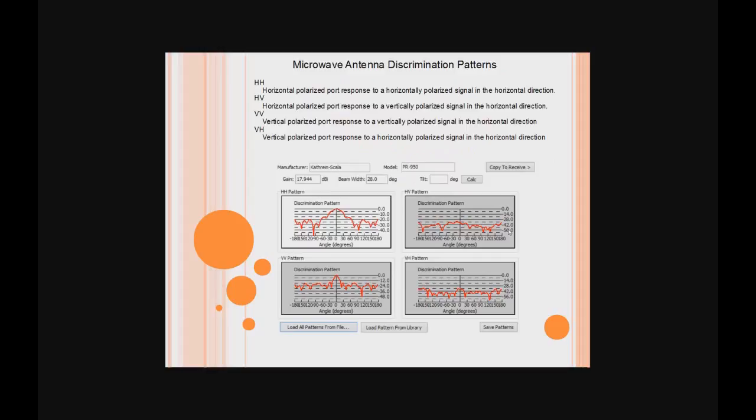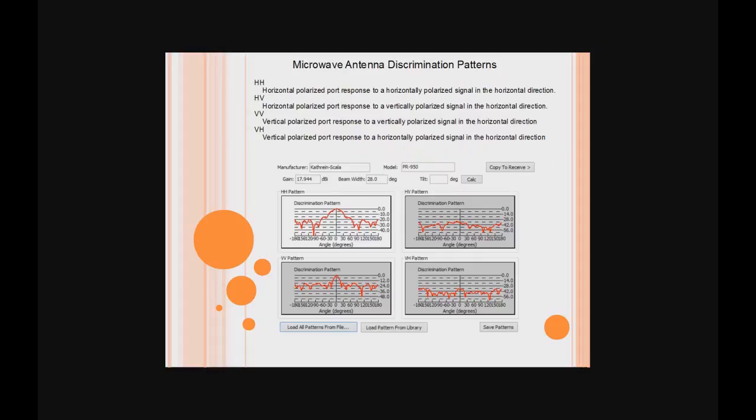So on this next screen, I've kind of got a view of this, and this will come up in terms of our path configuration. We're going to specify two antennas, one for the transmit site and one for the receive site, and each antenna is going to have 4 different patterns associated with it. And so those patterns, the HH pattern, I've got it kind of defined up here at the top. The HH will be the horizontally polarized port response to a horizontally polarized signal. And HV is the horizontal polarized port to a vertically polarized signal.